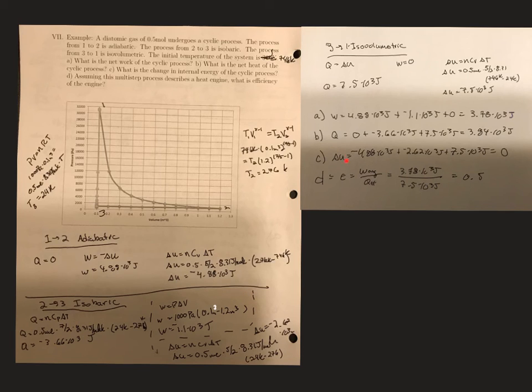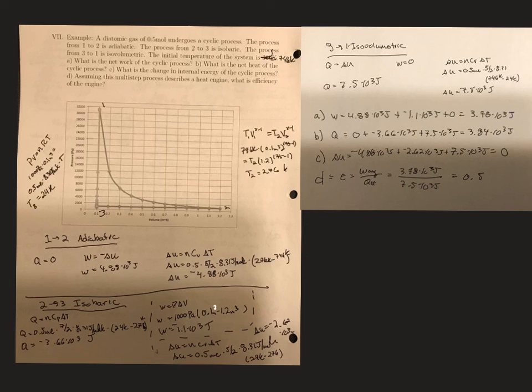And then we expect the change in internal energy to be about 0, because this is a cyclic process. At the end of 3, you're back to where 1 is. When we add the change in internal energy from the adiabatic process with the isobaric process and the isovolumetric, we expect it to be about 0.